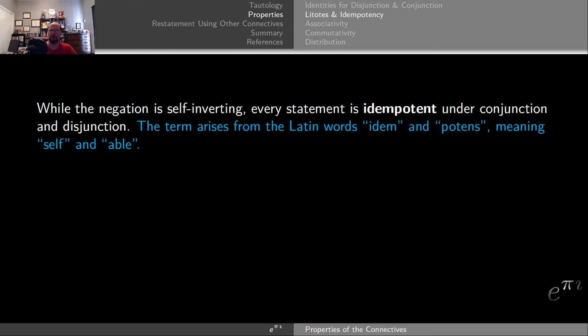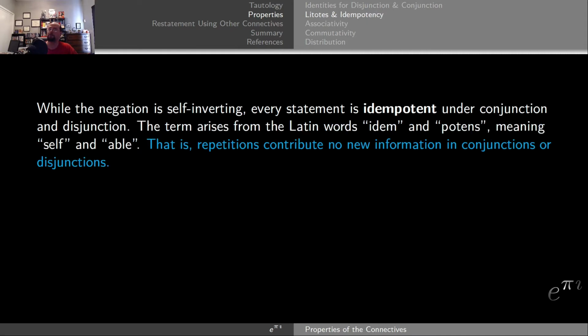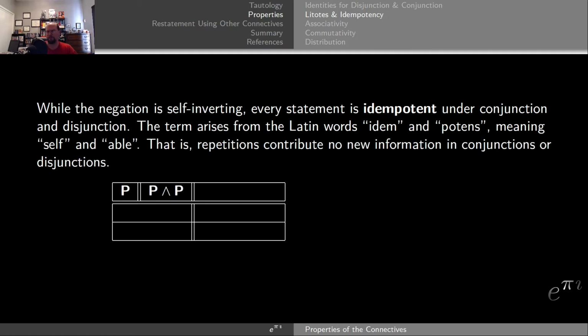Now, where that comes from? It comes from the Latin idem and potens, meaning self or able, basically self-capable. Thus, if you have something that operates on itself, it becomes itself. That is, the repetitions contribute nothing new to conjunction and disjunction. You can remove repetitions with no cost. So let's take a look at that.